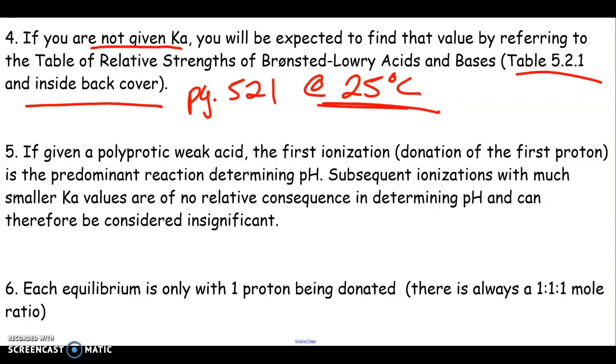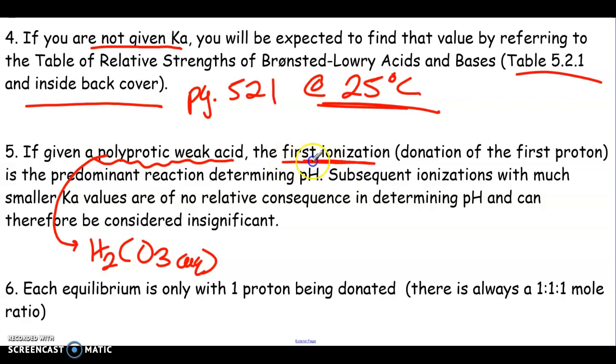Okay. If you have a polyprotic weak acid, what we mean by polyprotic is a weak acid that has more than one hydrogen ion. So for example, carbonic acid. Carbonic acid is a weak acid, but it actually has 2 hydrogen ions that it could lose, right?